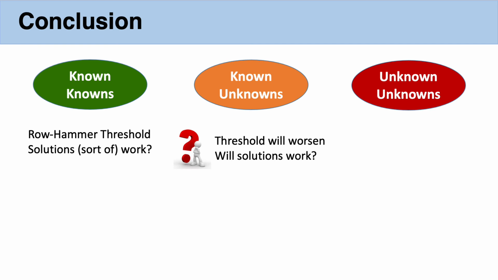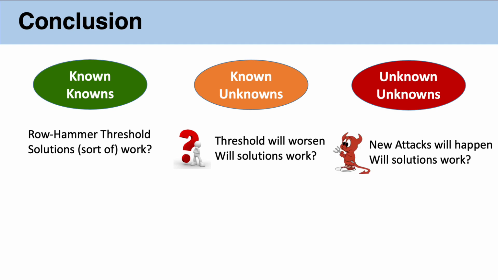Then there are things that we know we don't know. For example, for future technologies, the row hammer threshold would get lower. How much? We don't know. Will our solutions work? We don't know that. And finally, there are things that we don't even know that we don't know. For example, future attacks that are more effective, that are beyond our imaginations. Will our solutions continue to work?